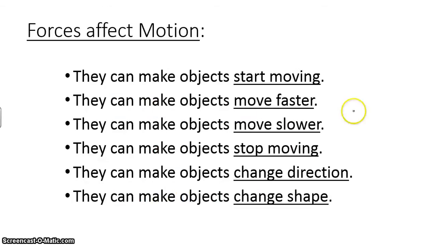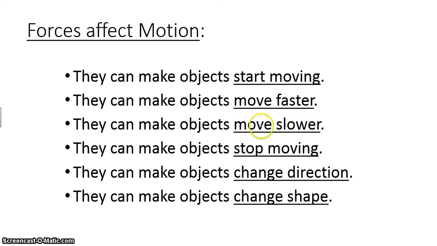So, forces can affect motion in these 6 ways. So please add these to your notes and copy all 6 bullets. First is, if you have a force, it can make an object start moving. Think about what you did in class with the marble or the tennis ball. You could apply a force and make it start to move. If the ball was moving, you could apply a force in the same direction of the motion and it would make it move faster.